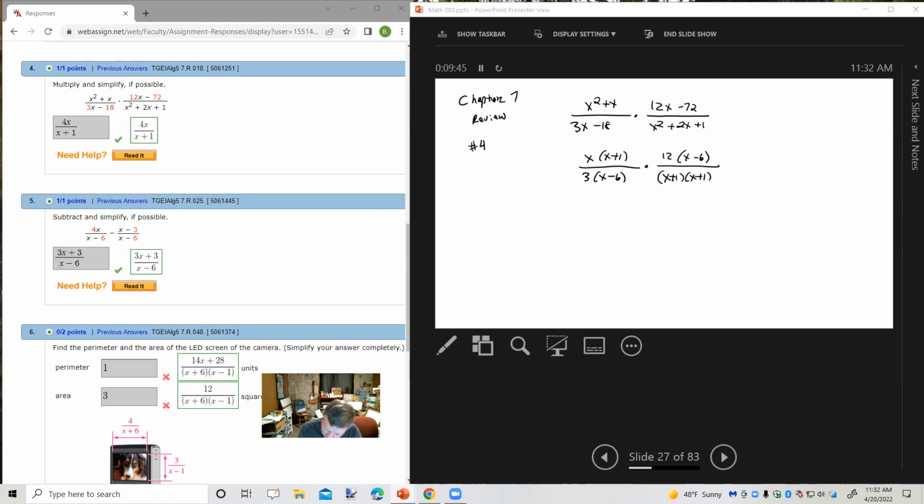Then we can go back and cross out common factors in the numerator and the denominator. 12 over 3 is 4 over 1. So on top I have 4x and on the bottom I have x plus 1. So there's the final answer. Any questions about that problem?